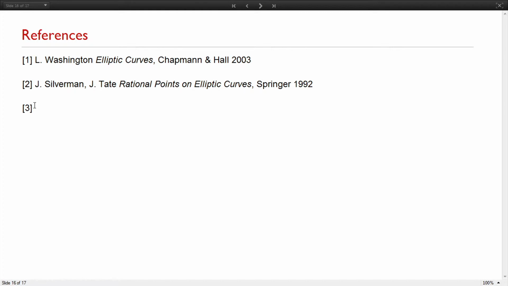So these are my prime references. If you're interested at all in elliptic curves and know nothing about them, Elliptic Curves by Larry Washington is a really gentle introduction. One of my goals is to implement most of the book in the package eventually, piece by piece. And then for the number theoretic side, Joseph Silverman's excellent book, Rational Points on Elliptic Curves. Those are my two prime sources.